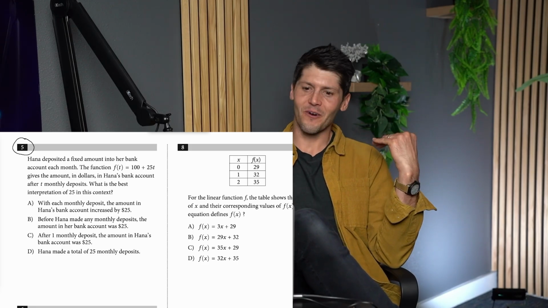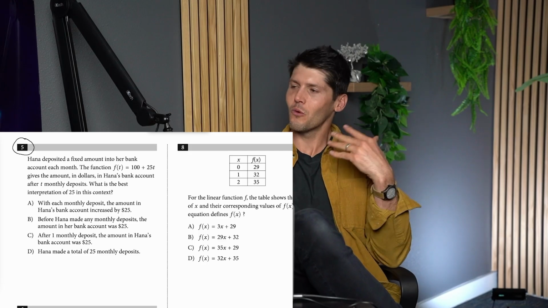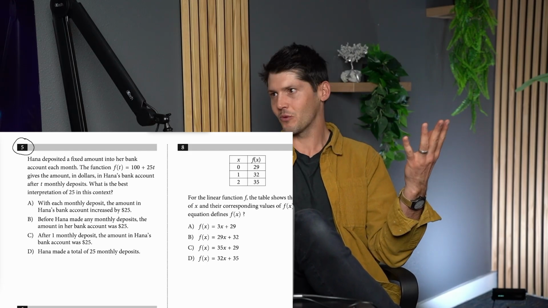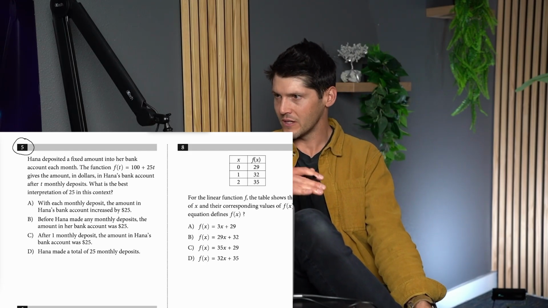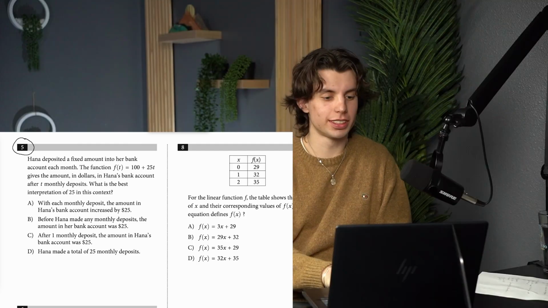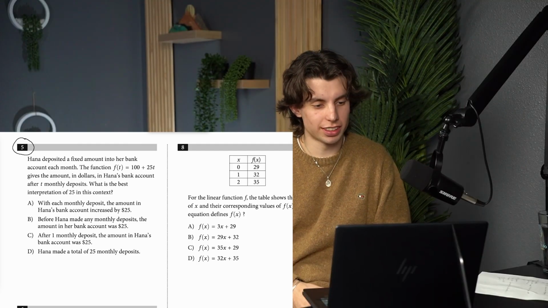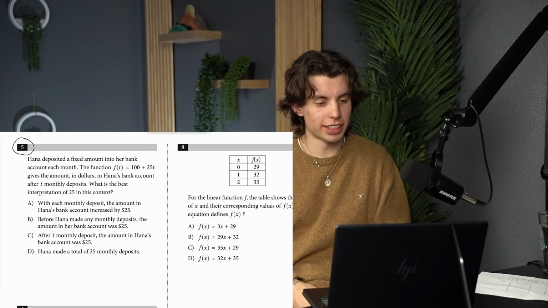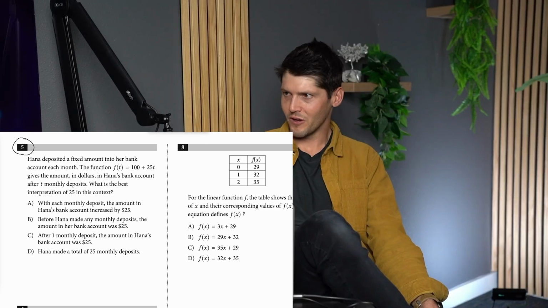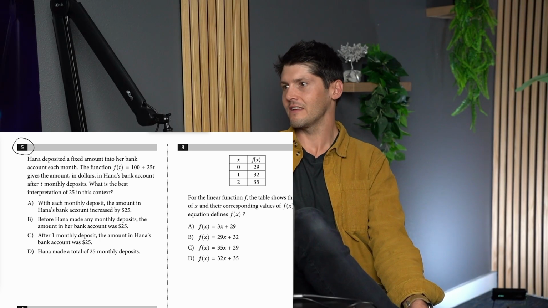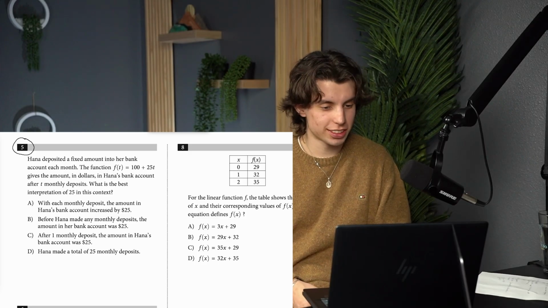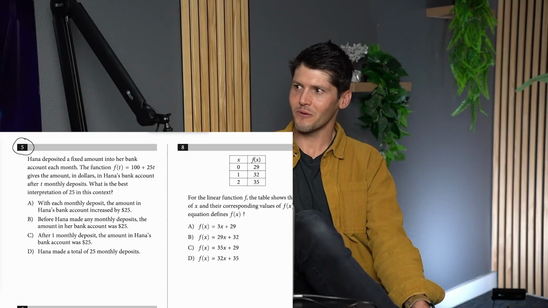You were like, all right, well, what is the rise here? So what is the change? What is the Y term or the rise? What is the unit that we're talking about for Y? Well, that would get you back to the first sentence. Yeah. The amount of money in her bank account each month. And then the run would be the X, or in this case, the T. And what is the unit for T? Monthly deposits. So literally now we have dollars per monthly deposit.